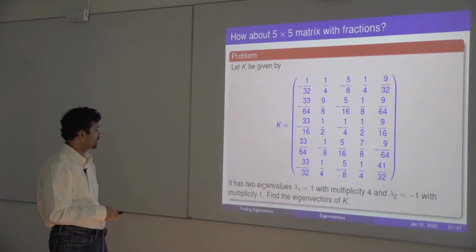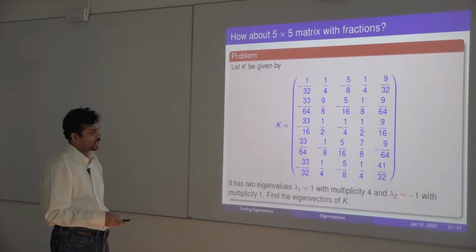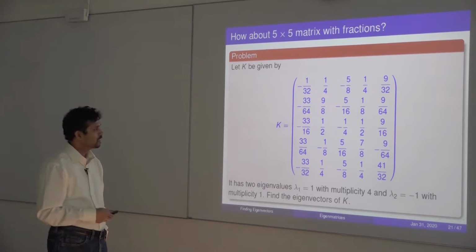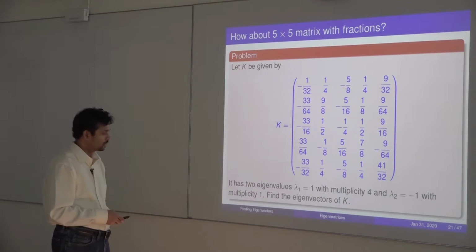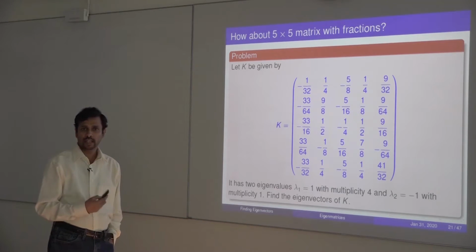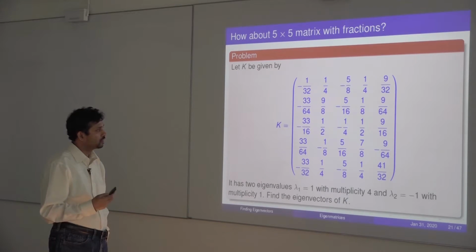This one again has 2 eigenvalues, lambda 1 equal 1 with multiplicity 4, and lambda 2 equal -1 with multiplicity 1. But don't worry, we can solve this problem at the end. It will probably take about 30 seconds. But if you want to do this problem in the standard way, it's going to take about 20 to 40 minutes.